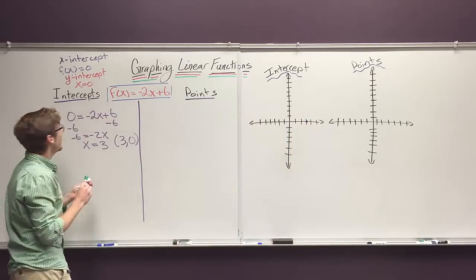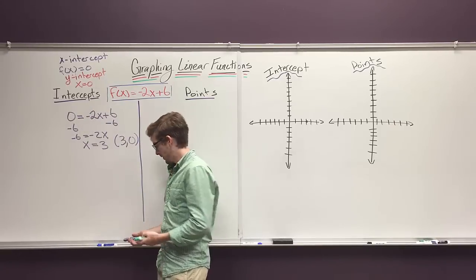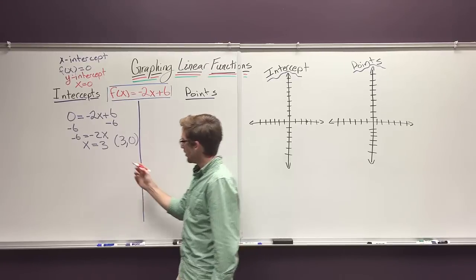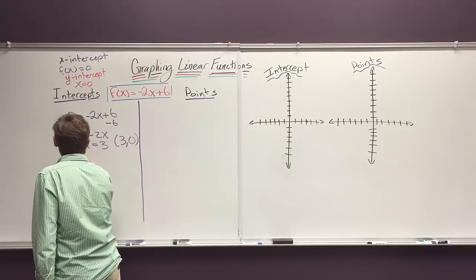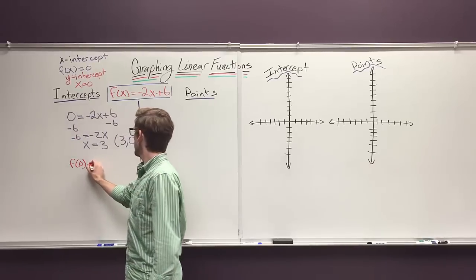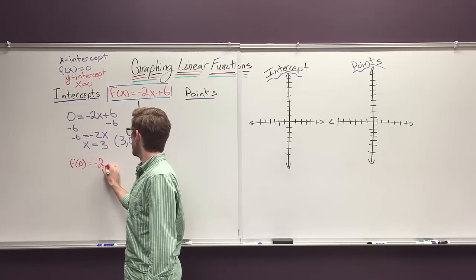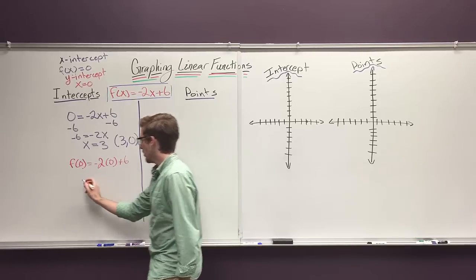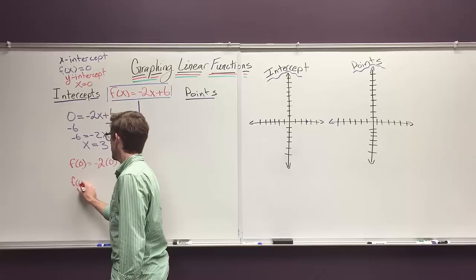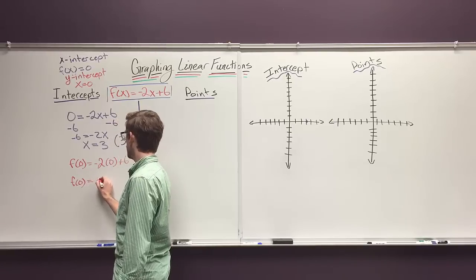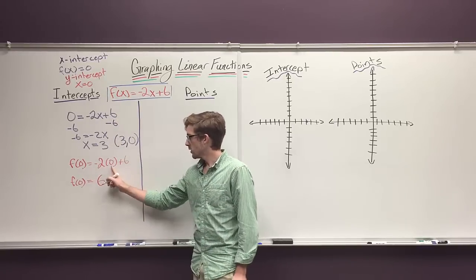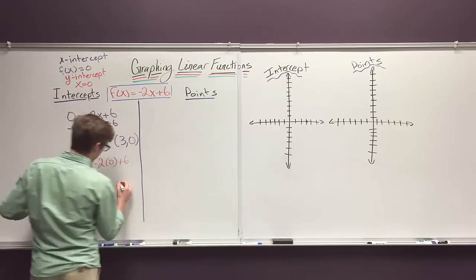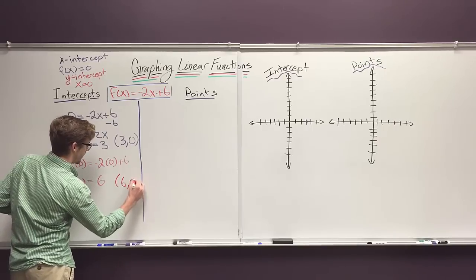Now, let's find the y-intercept. The y-intercept is just where the x itself is 0. So what that really means is f of 0 is equal to negative 2 times 0 plus 6. Well, that's f of 0 equal to 6, right? 2 times 0 is 0, so we're just left with 6. So that means the ordered pair here is (6, 0).